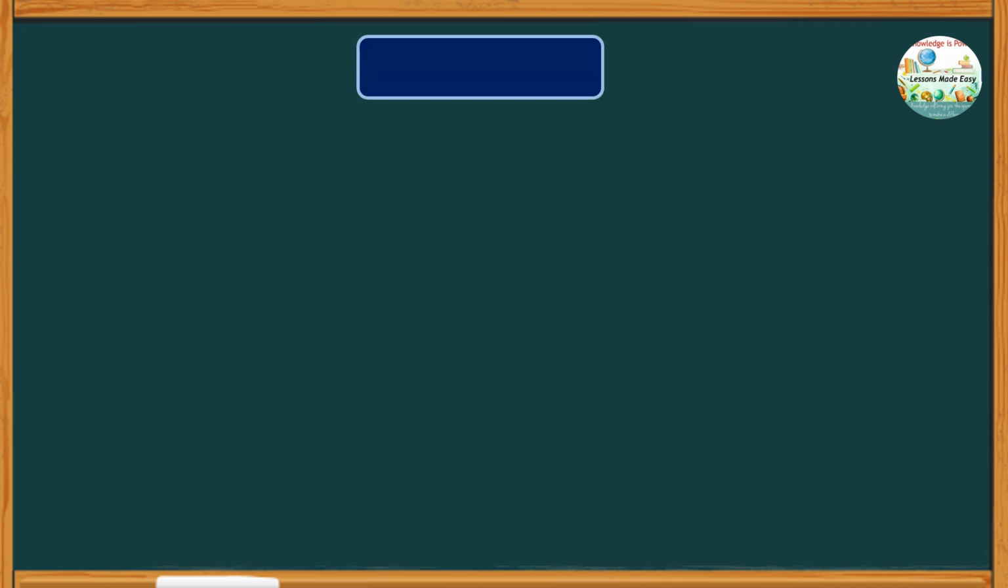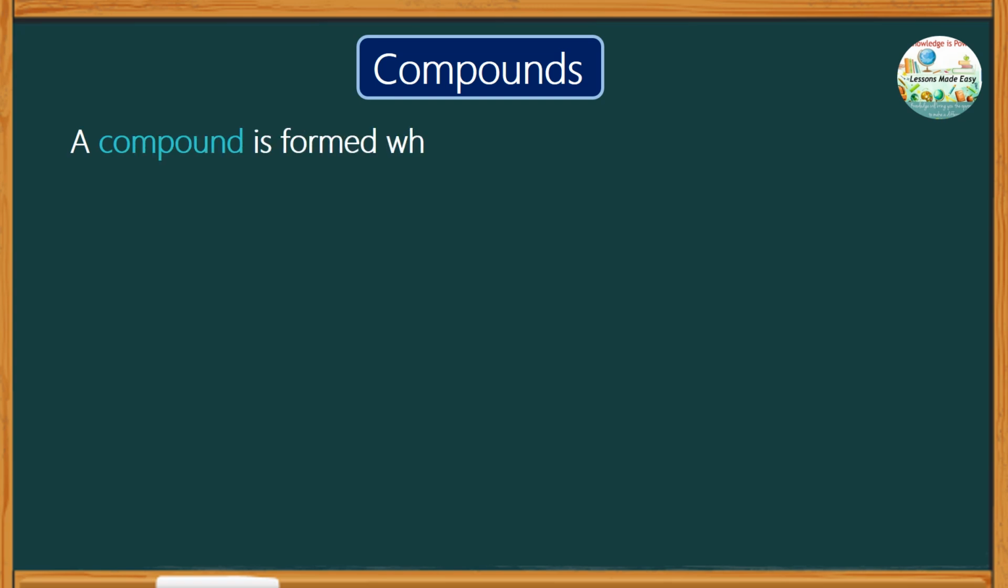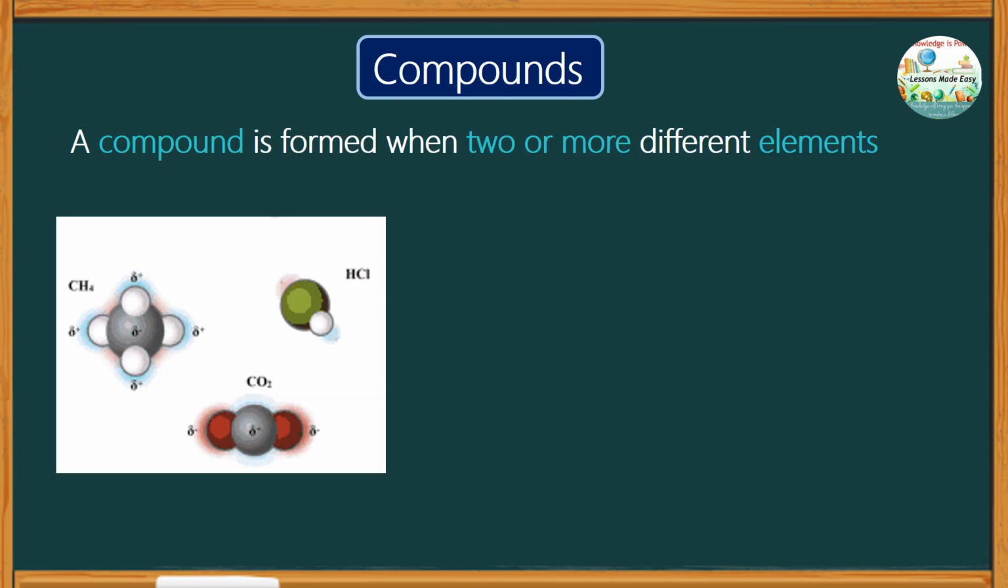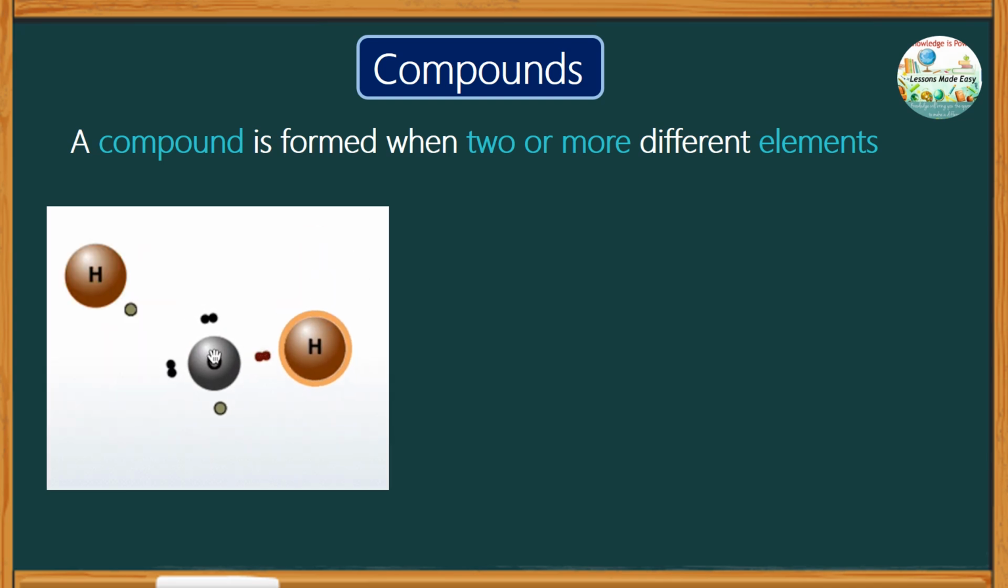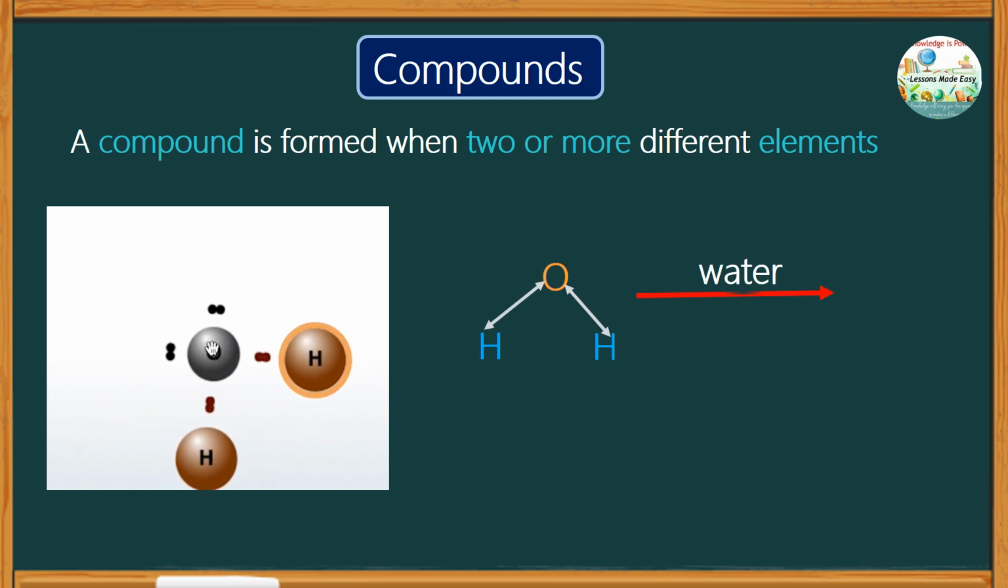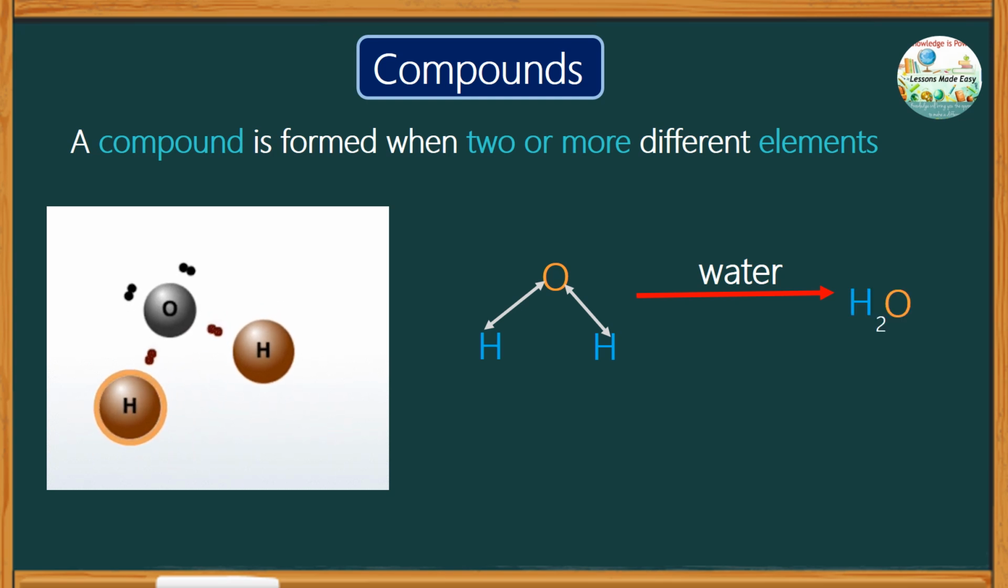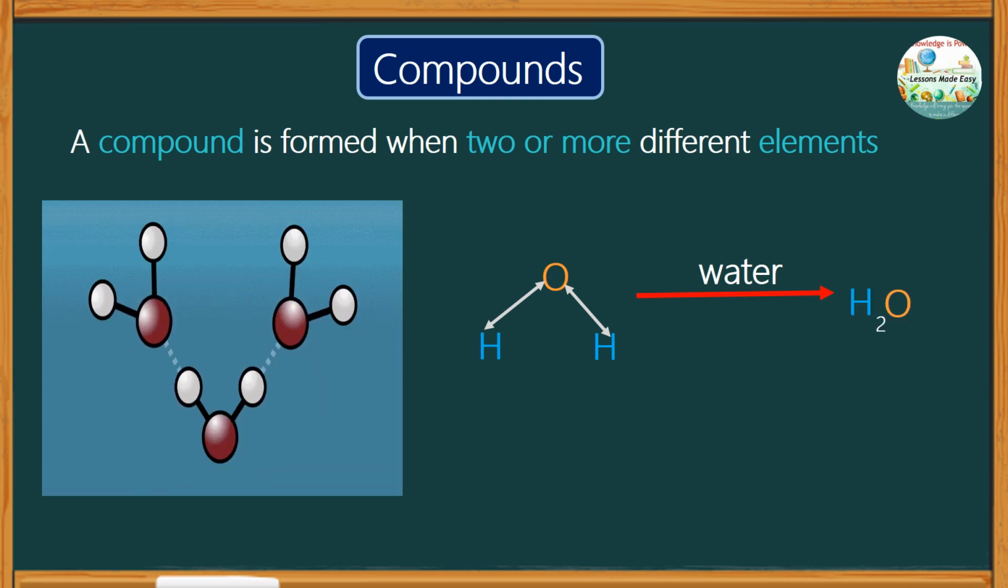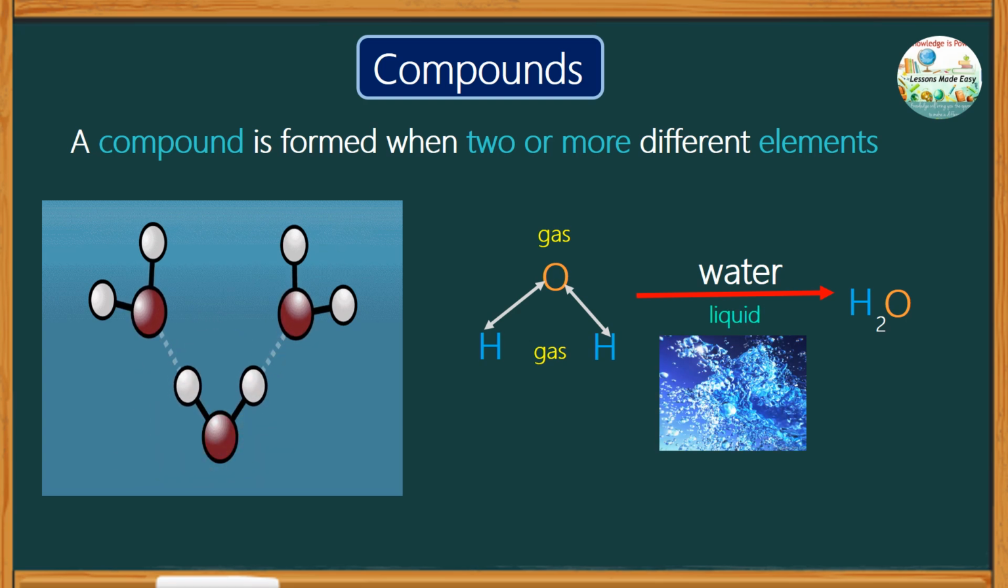Now, let's look at compounds. A compound is formed when two or more different elements chemically bond together in fixed, specific proportions, creating an entirely new substance with unique properties. For example, when two hydrogen atoms bond to one oxygen atom, they make water with a chemical formula of H2O. The elements lose their individual properties to form a new substance. For instance, hydrogen and oxygen are both gases, but when they combine, they form water, which is a liquid.